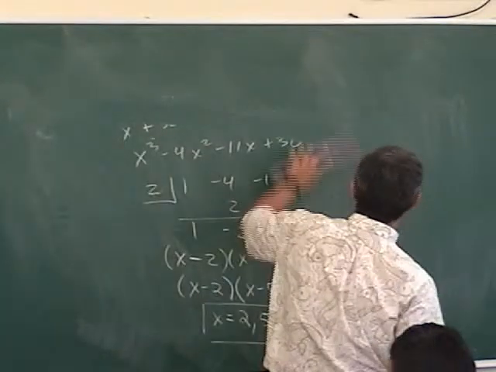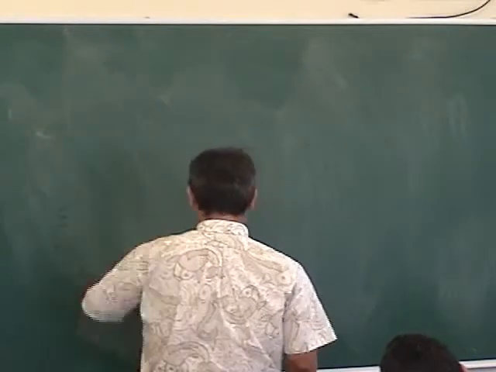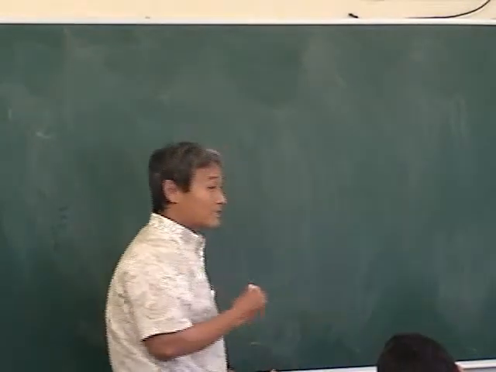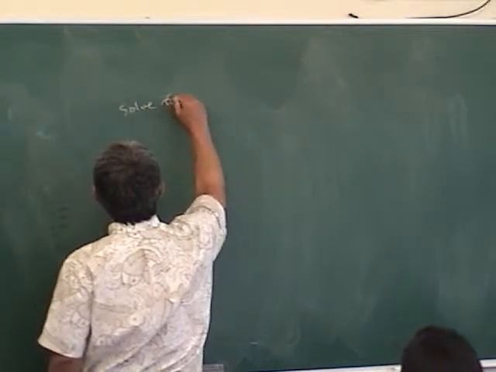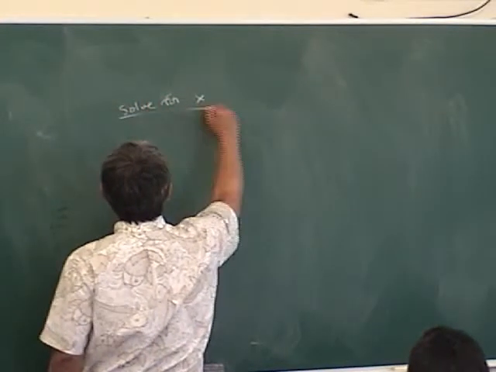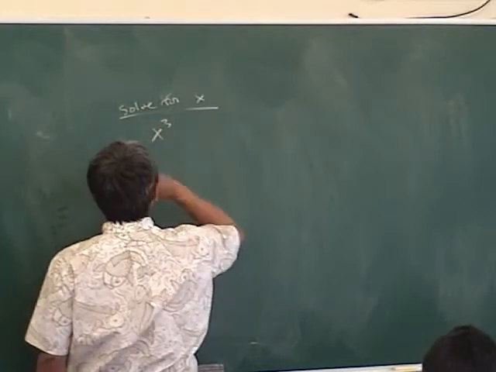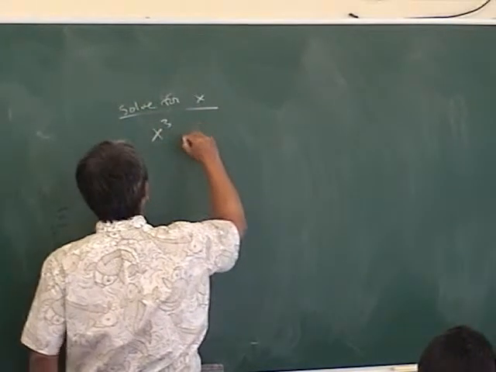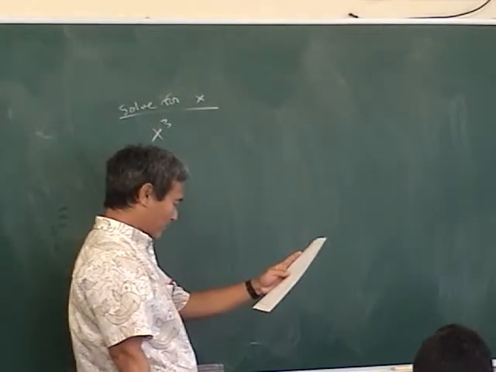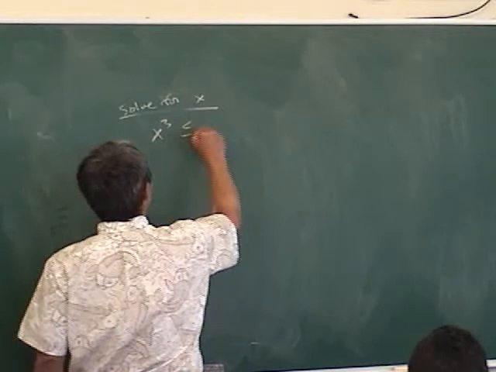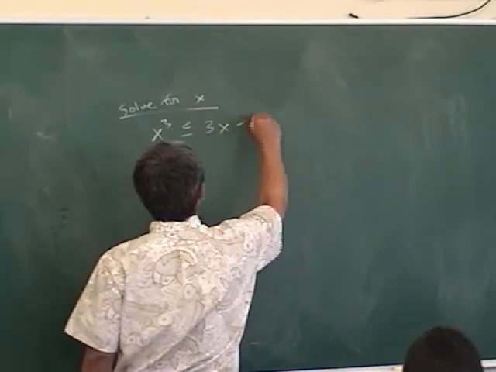Okay, I'll give you a little different one. A little bit different. Solve for x. x cubed... I hope this is not the same as the homework. I don't want to make it the same as the homework. No, it's not. It's less than or equal to 3x minus 2.